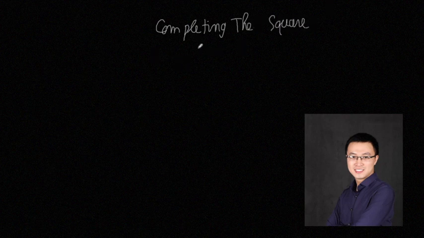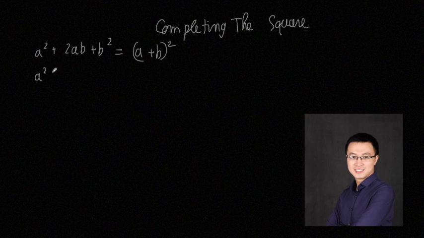So what does it mean to complete the square? We've been using two basic formulas in algebra. The first: a squared plus 2ab plus b squared equals (a plus b) squared. And the second: a squared minus 2ab plus b squared equals (a minus b) squared.